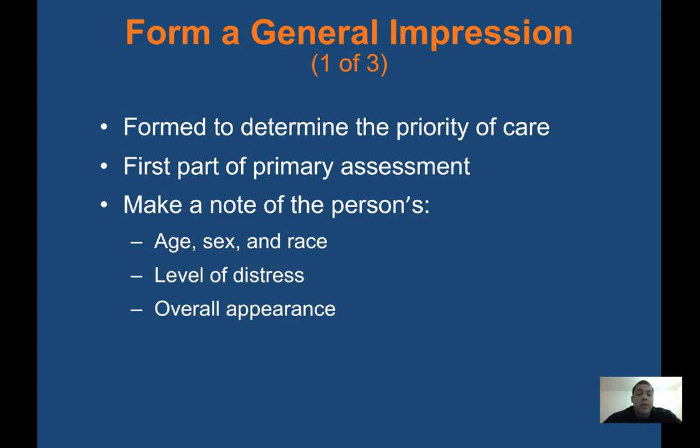So form a general impression to determine the priority of care. First part of primary assessment. Make a note of the person's age, sex, and race. Level of distress. Overall appearance. So how does the patient look to you? Does he look like he's having trouble breathing? Does he look like he's having crushing chest pain? Is he able to answer your questions? Is he alert? Is he unconscious? Anything like that.